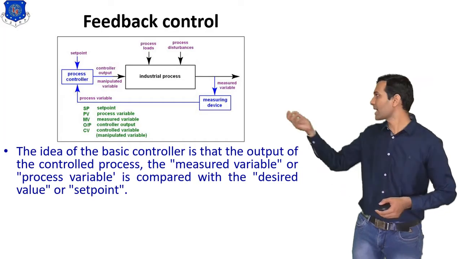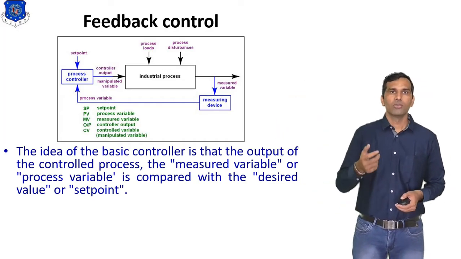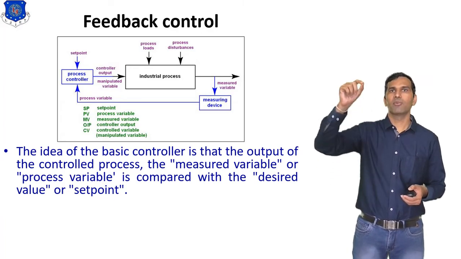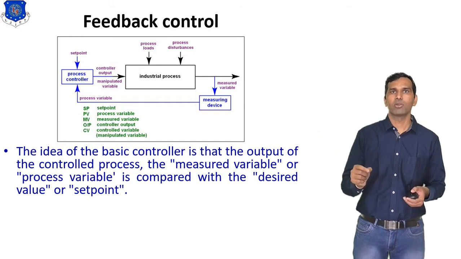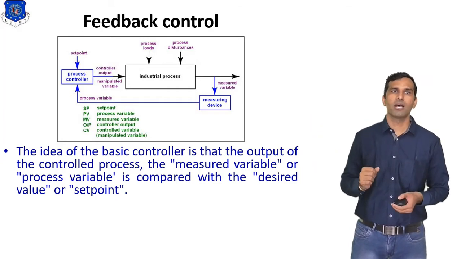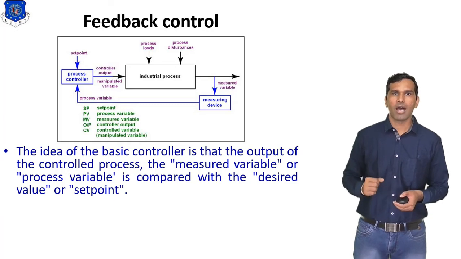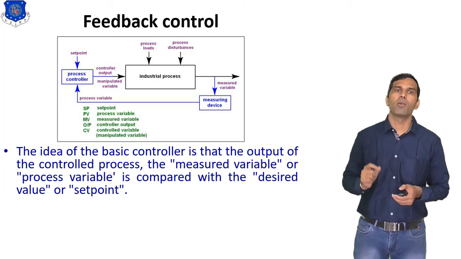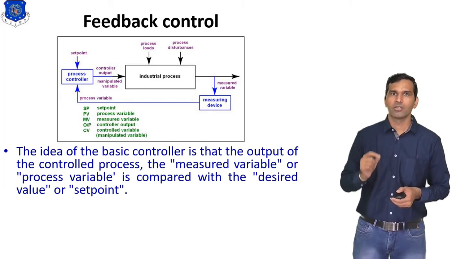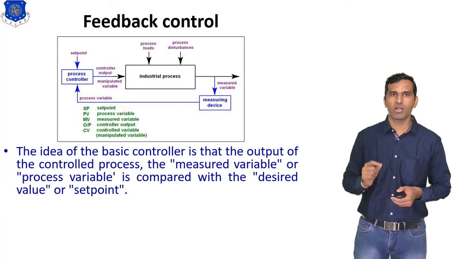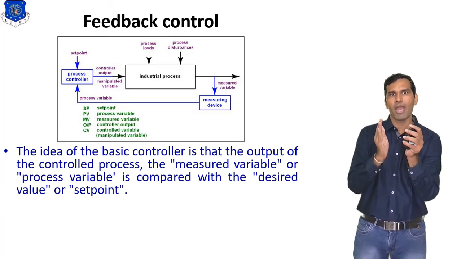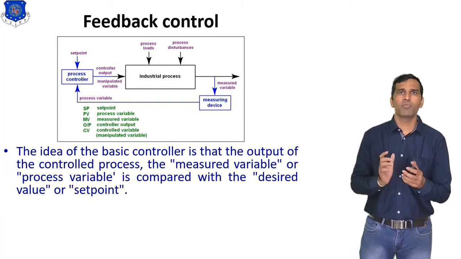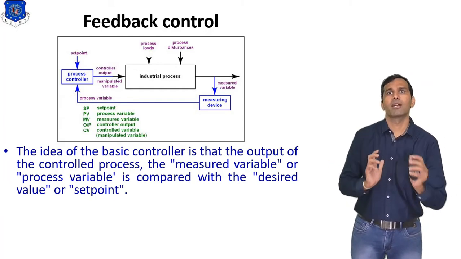This is the block diagram of a feedback control system. You know very well what a feedback control system is. Simply, we give the feedback to the input, so that system is known as the feedback control system. The idea of the basic controller is that the output of the control process, the measured variable or process variable, is compared with the desired value or the set point. This is the simple procedure of the feedback control system.